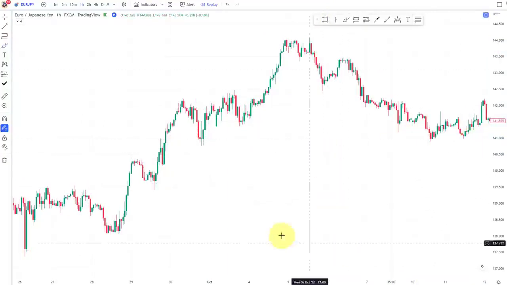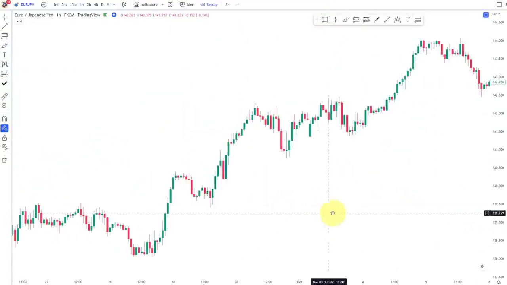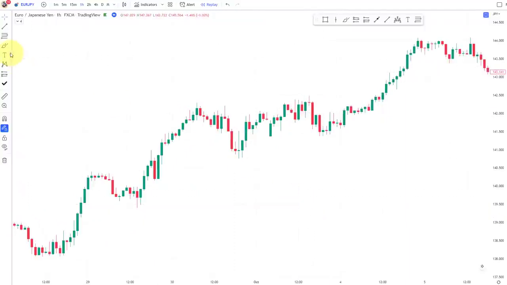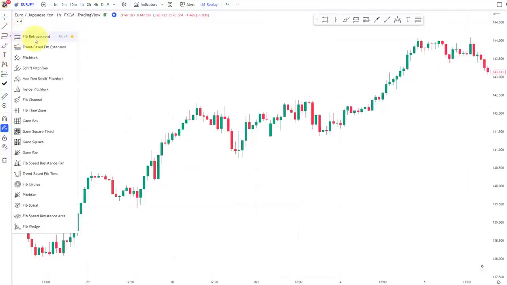And there's a reason for all of that. And there's a very specific market rhythm. And for that, we're going to use the Fibonacci tool. So in TradingView, this is called Fibonacci retracement.